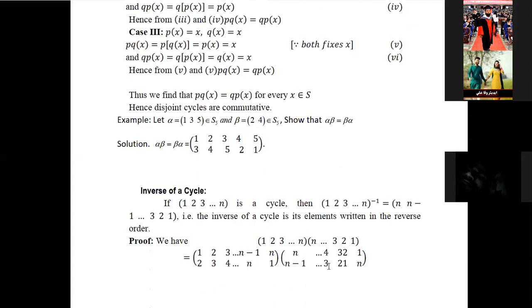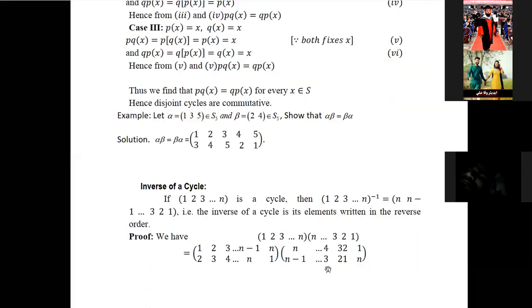And inverse of a cycle. Okay, inverse of a cycle means inverse. Last time we did the inverse of a permutation. If we have a cycle from 1 to n, then for the inverse of this cycle we reverse the elements. Here is 1, 2, 3 up to n, starting from 1, then n, n minus 1, n minus 2, n minus 3, down to 3, 2 and 1. This is the inverse, written in reverse order. This is very easy.